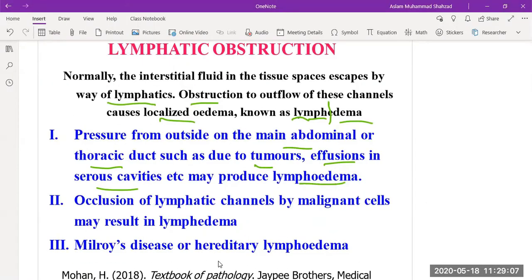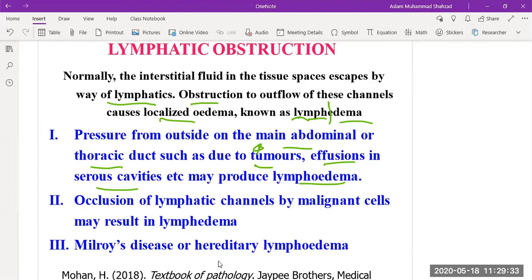So why does obstruction occur? They mention here it is because of the tumor, the main thing, which may be on the main abdominal thoracic duct, that results in blockage of the lymphatic system, and these are the signs that the tumor is prevailing. Then effusion in the serous cavities is also responsible for lymphedema.